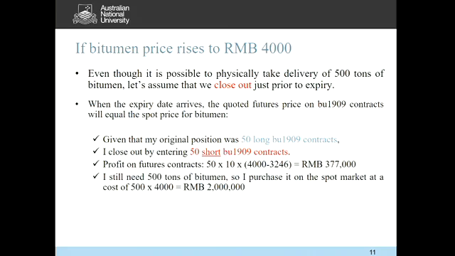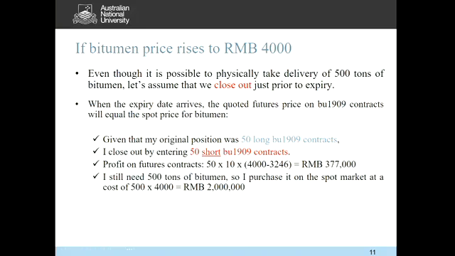377,000 RMB. But in the real reality, the reality where we do our normal business, I still need to go to my normal suppliers to buy the 500 tons of bitumen and pay the spot price at that time, which is 4,000 RMB, all right? So 500 tons multiplied by 4,000 RMB, I'm paying 2 million RMB for the 500 tons of bitumen in September next year.